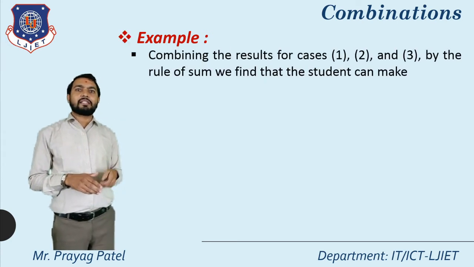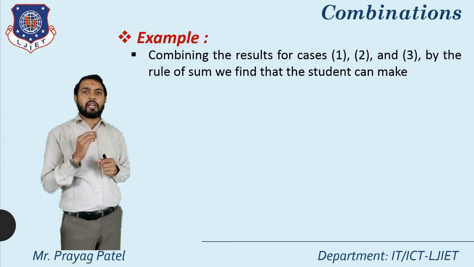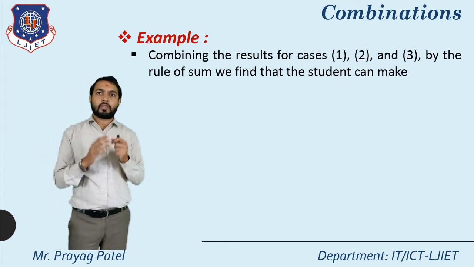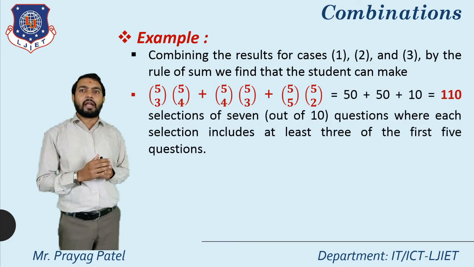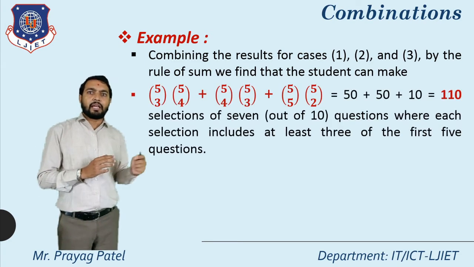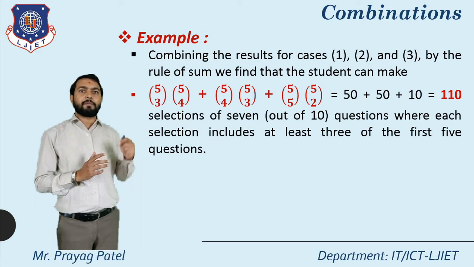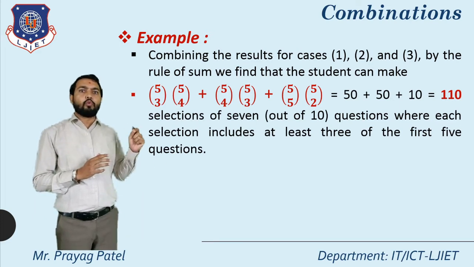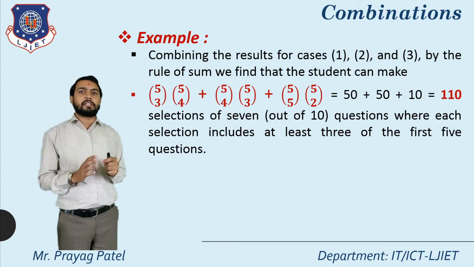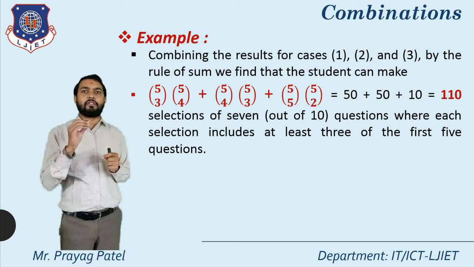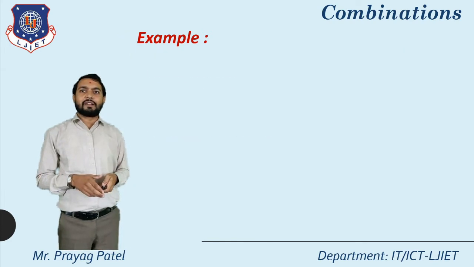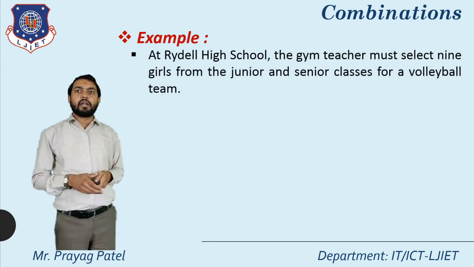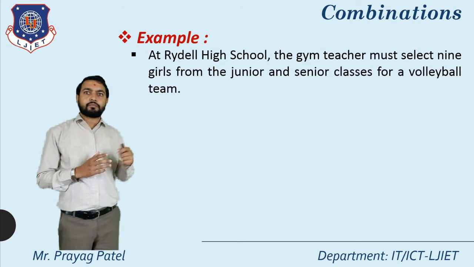Now if we combine these 3 steps, case 1, case 2 and case 3, by the rule of sum we find the student can take the exam in first case plus second case plus third case ways. So 50 plus 50 plus 10 equals 110 total possibilities for answering these questions according to our 3 cases. So this is the final answer for this exam. Now here consider another example.